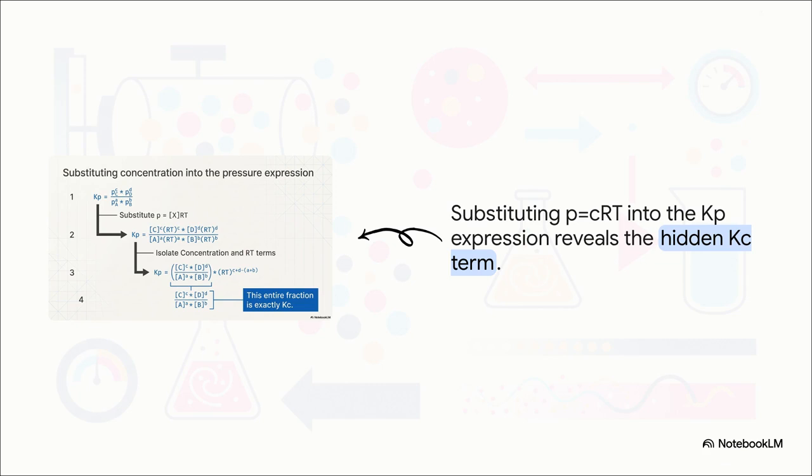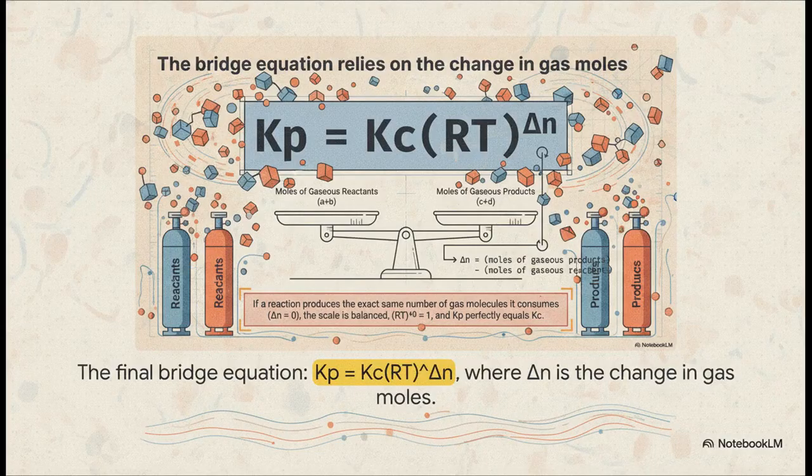And now for the key move. We take our new tool, that P equals CRT equation, and we substitute it into the Kp expression for every single pressure term. Yeah, at first it looks like a total mess of letters, but then we start to clean it up. We group all the concentration terms together, and we group all the RT terms together. And when the dust settles, look what's hiding right there in that blue box. It's the ratio of product concentrations to reactant concentrations. That is the exact definition of Kc.